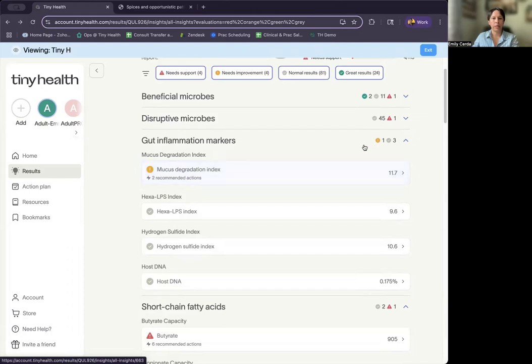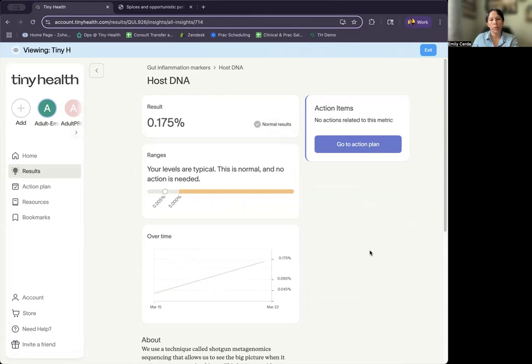Okay, the last metric in gut inflammation is host DNA. And host DNA is looking at human DNA in the sample. So we are the host to our microbiome. And yeah, this is looking at the human DNA. So this can be present when, let's say, I've seen this actually up to 30% in an uncontrolled IBD case, in which case we check it again and then I referred to a specialist just to get that checked out.